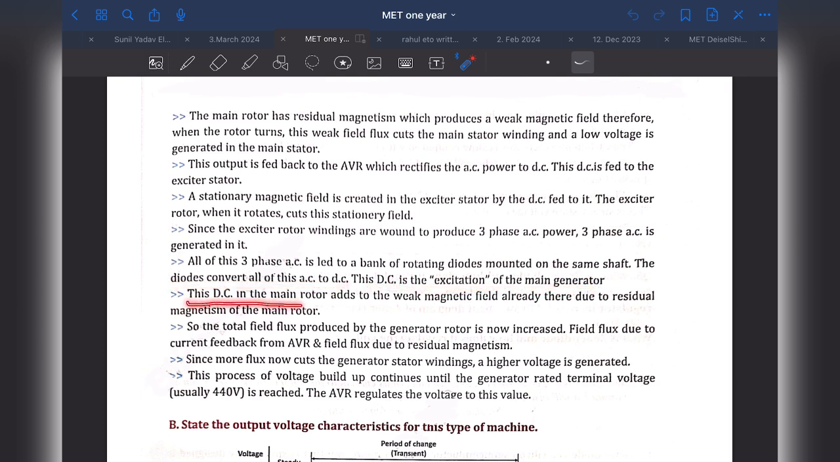This DC in the main rotor adds to the weak magnetic field already there due to residual magnetism of the main rotor. So the total flux produced by the generator rotor is now increased: field flux due to current feedback from AVR and field flux due to residual magnetism. Since more flux now cuts the generator stator winding, a higher voltage is generated. This process of voltage buildup continues until the generator rated terminal voltage, usually 440, is reached. The AVR regulates the voltage to this value.